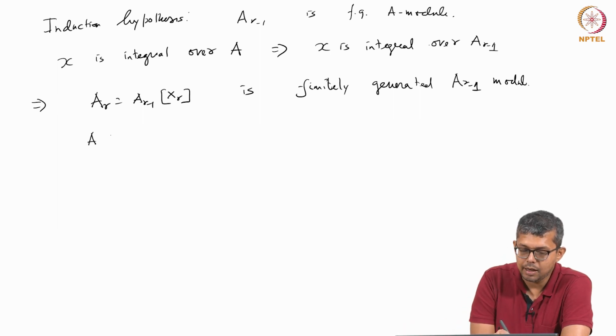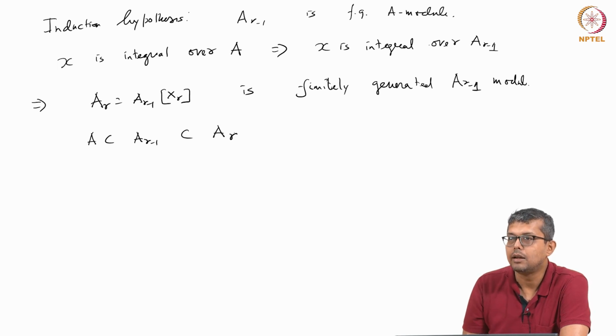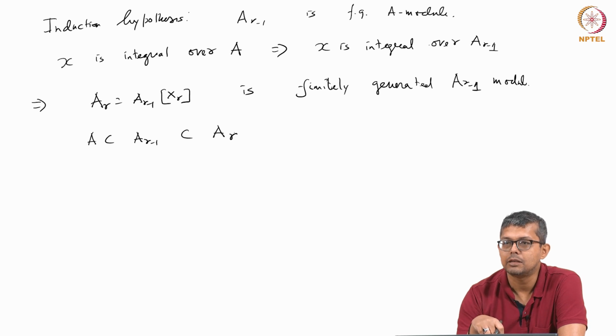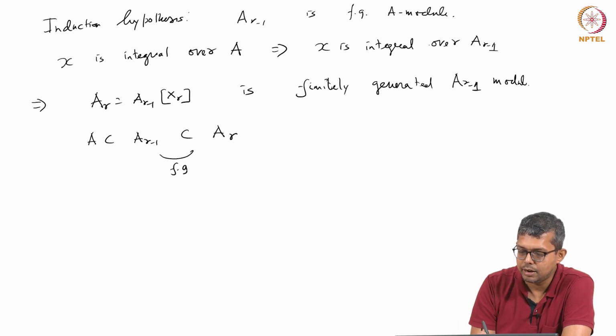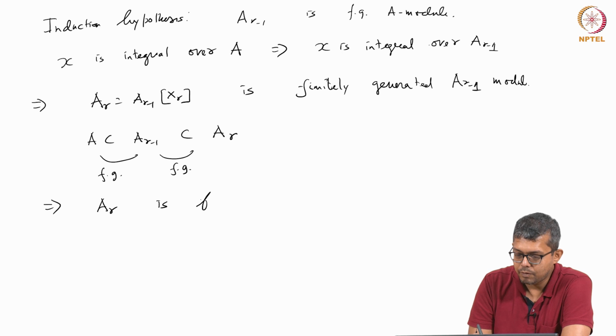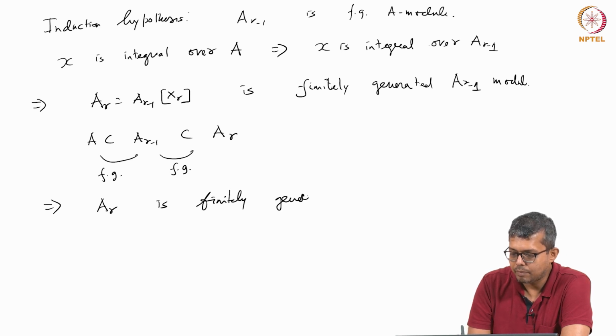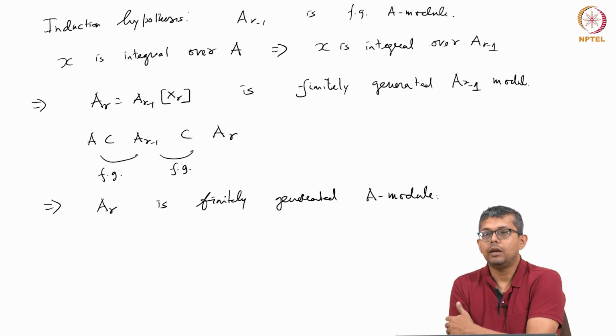So we have this A_{r-1} and this is A_r. A_r is a finitely generated A_{r-1} module. A_{r-1} is a finitely generated A module. So this is finitely generated, this is finitely generated. So this implies A_r is a finitely generated A module. Okay.